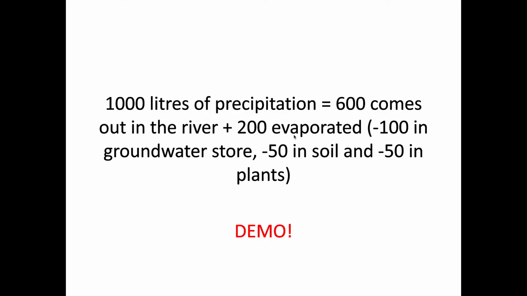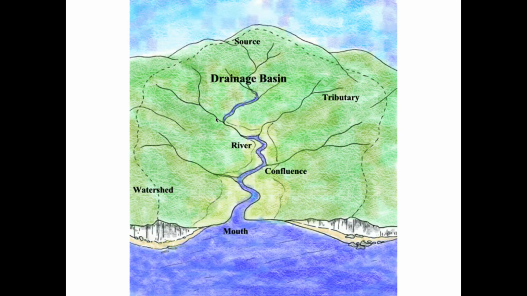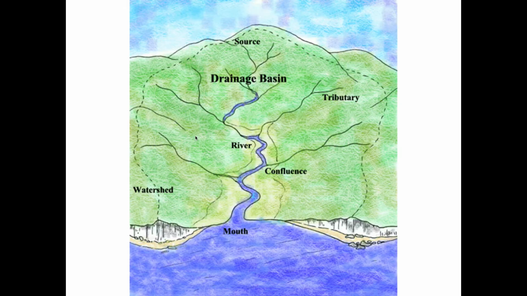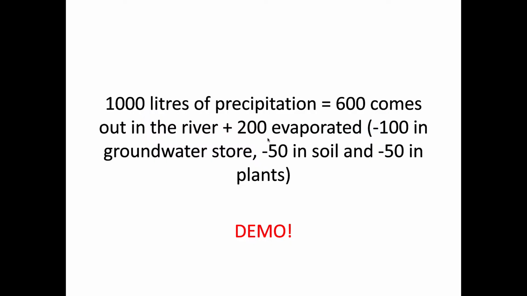So let me show you some numbers for a minute. And I've completely made these numbers up. Let's say you had 1,000 litres of precipitation coming in to your drainage basin. And you measured your river and you found out that 600 litres came out of the river. And you measured your evaporation and your evapotranspiration, and 200 got evaporated. Well, there's 200 missing because 600 plus 200 is 800, but we had 1,000 litres of water coming in. Where the hell is the other 200?